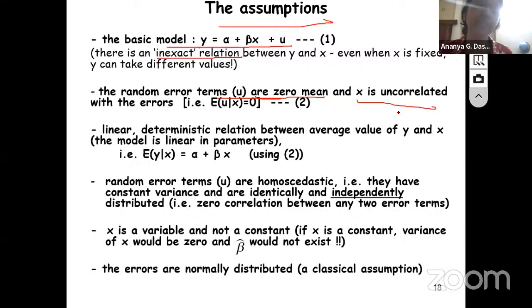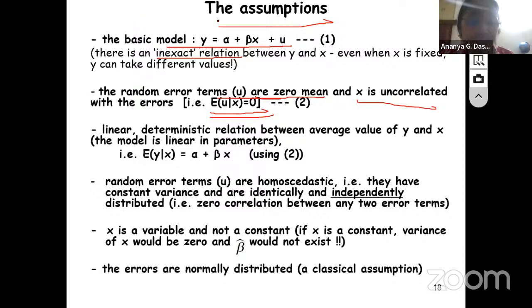So errors are zero mean, x is uncorrelated with the errors. And remember, these are all random variables. So y, x, u, these are all random variables. So we can state formally this assumption that the errors are uncorrelated with the x in the following way. The expected value of the errors given x is equal to 0. All that means is that the average value of the errors is 0, even when you fix the x. I'll just come to what that means.